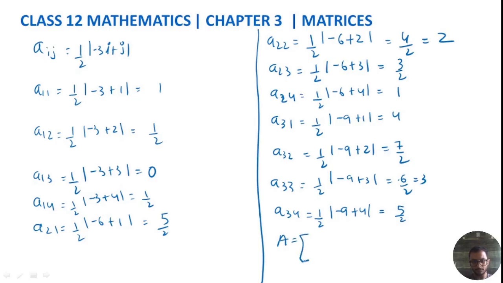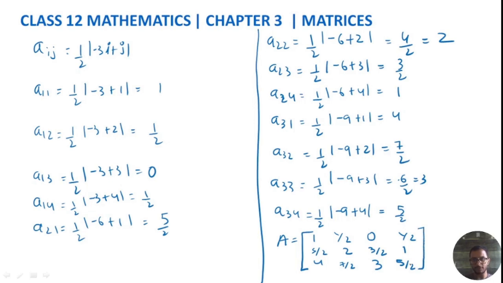So let's form our final matrix, how it will look. Hope there is no calculation mistake in calculating all the terms, but still: 1, 1 by 2, 0, 1 by 2, 5 by 2, then 5 by 2, then 2, 3 by 2, then 1, 4, 7 by 2, 3 and 5 by 2.